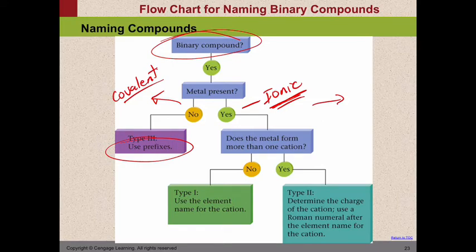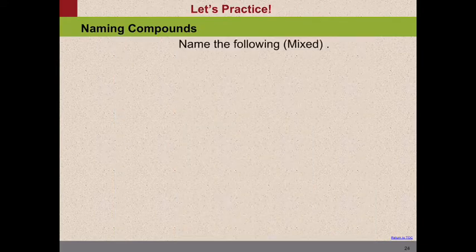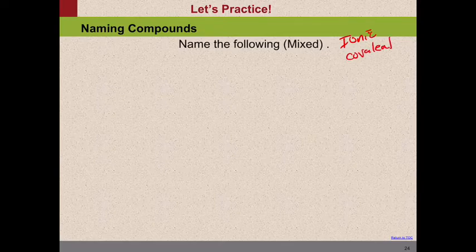So here's some mixed review for you to take a look at. I want you to name the following. These could either be ionic or covalent. The very first question you need to ask for each one of them is, is it ionic or covalent? CaF2, is calcium a metal or a non-metal is really all you have to ask. If calcium is a metal, you'll name it as ionic. If calcium is a non-metal, you'll name it as covalent.